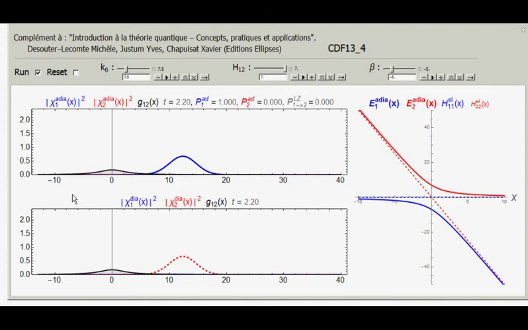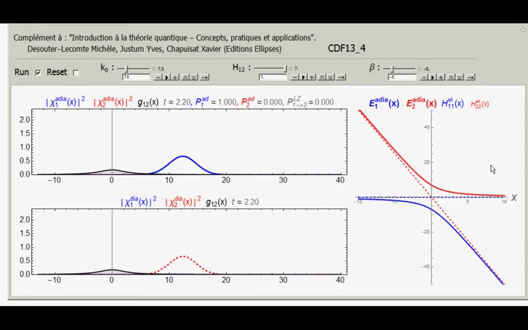So we see that in the adiabatic representation, there is no transition between the two states. The wave packet is always blue in the upper panel. In the diabatic representation, we have a transition between the two diabatic states. So this means that we have effectively a change in configuration. We go from phi1 to phi2.